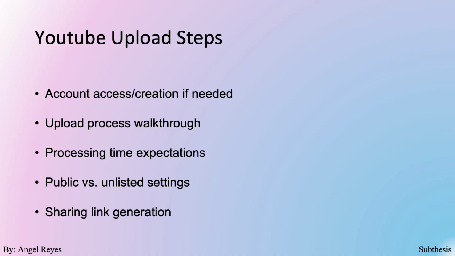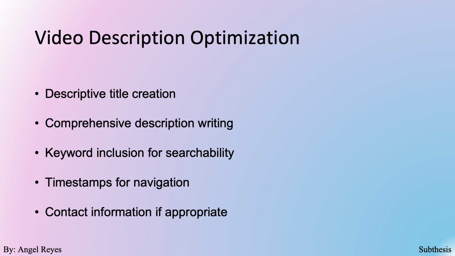You can choose to set your video as public, unlisted, or private. Most course submissions use unlisted, allowing anyone with the link to view it without it being publicly searchable. Once uploaded, YouTube will generate a shareable link that you can use to share with others in your professional portfolio.